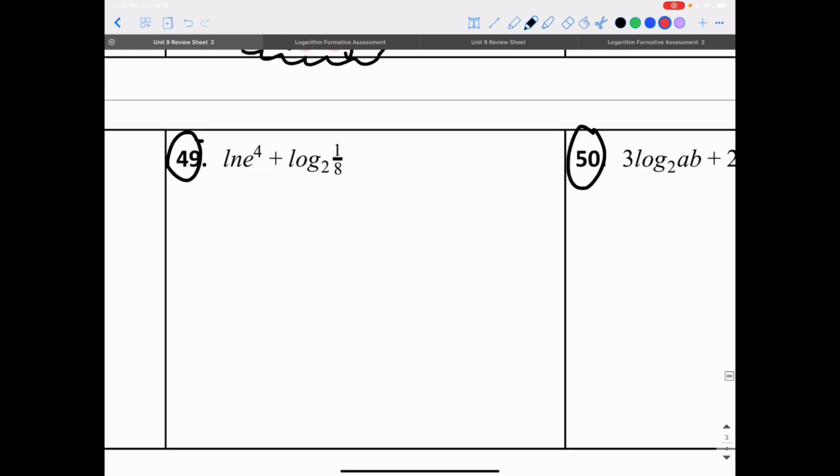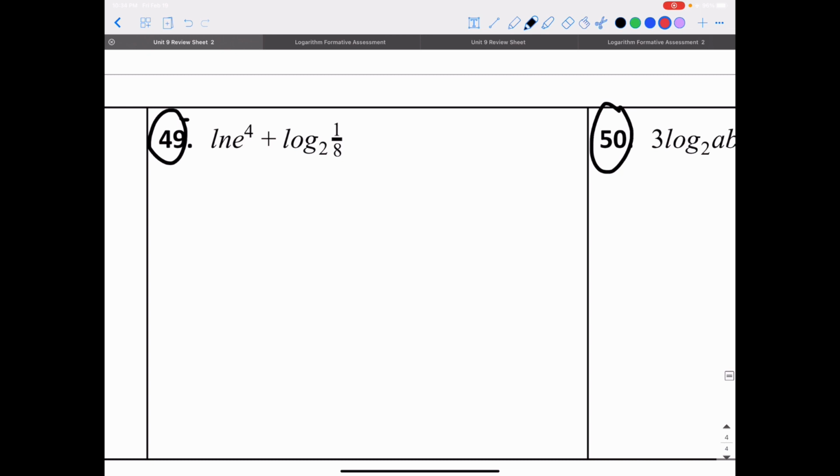For number 49, I have ln of e to the fourth power plus log base 2 of 1 over 8. These two logarithms can be evaluated. Their base and what they have inside share a base in common. I'm going to start with ln of e to the fourth power. I like to rewrite ln as log, so I write log base e of e to the fourth power. I'm asking what do I have to raise e to get e to the fourth power? That's 4.